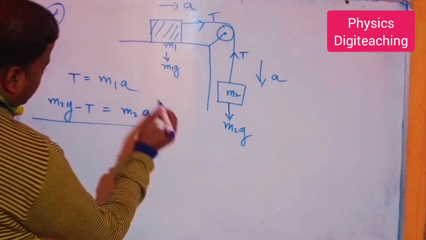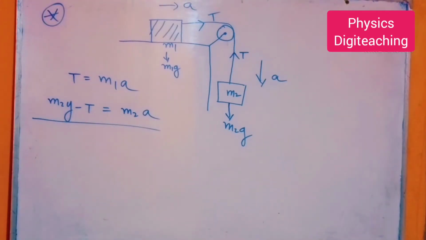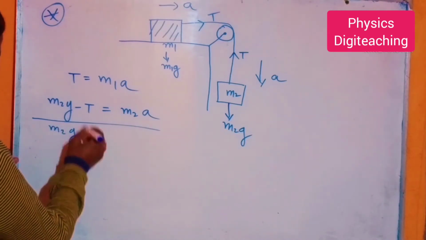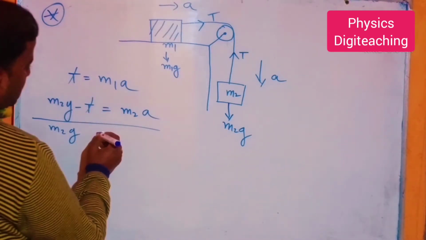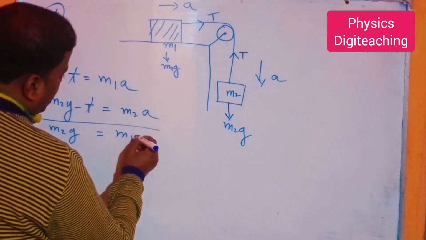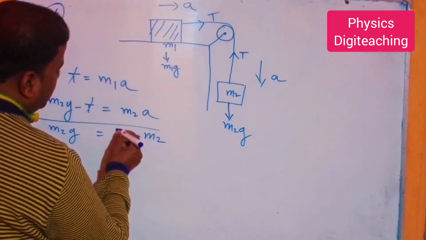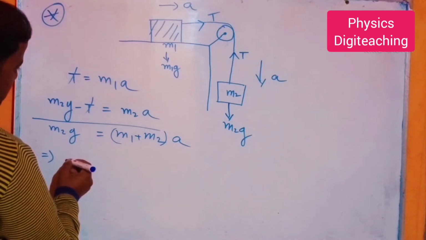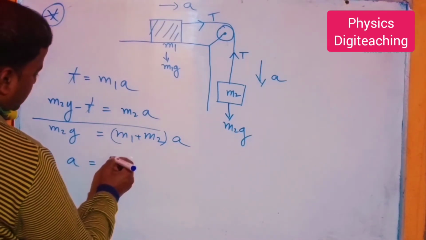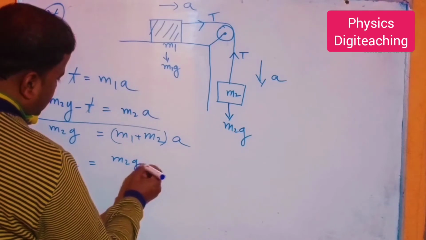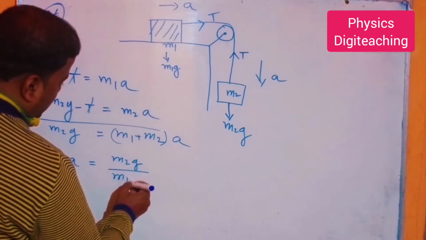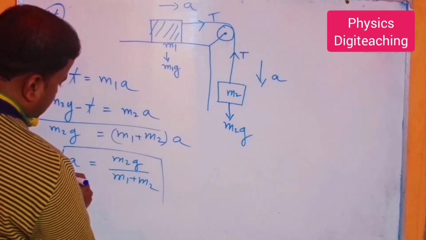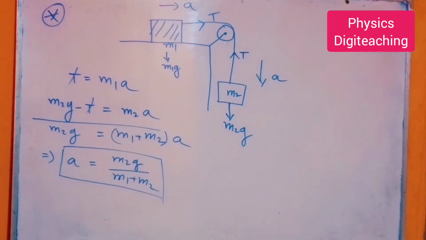It is very easy to solve these two equations. Here we get m2g, the T cancels, and this is equal to m1 plus m2 into a, or a equal to m2g by m1 plus m2. This is the acceleration of this system.